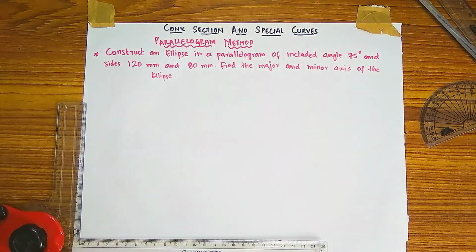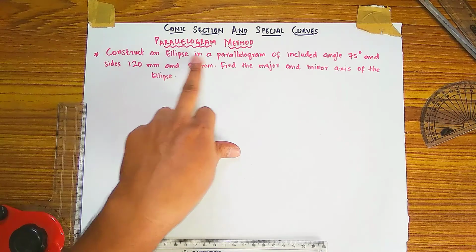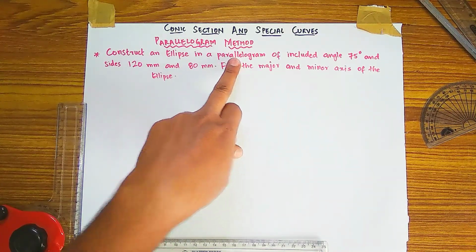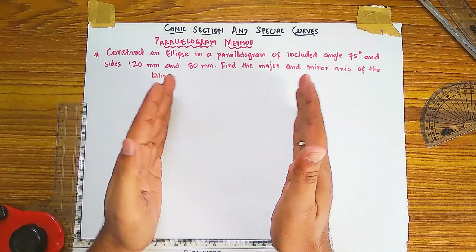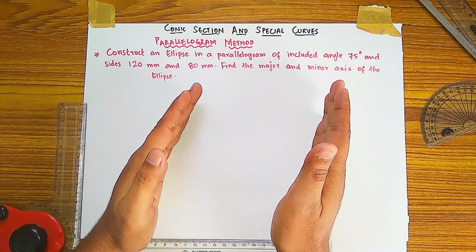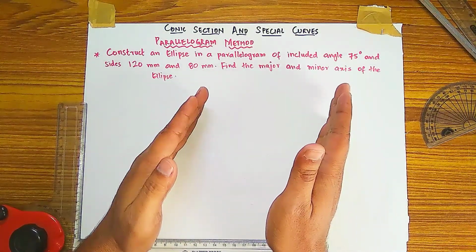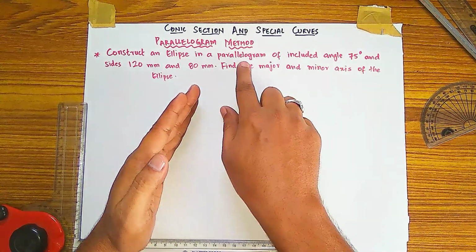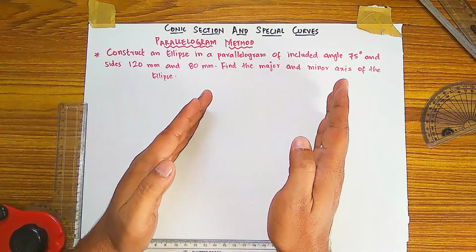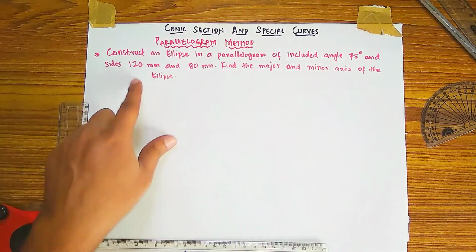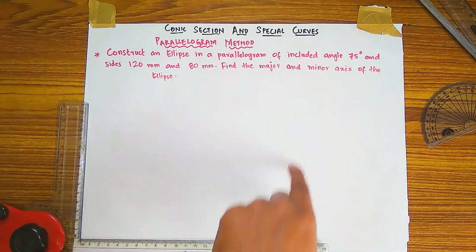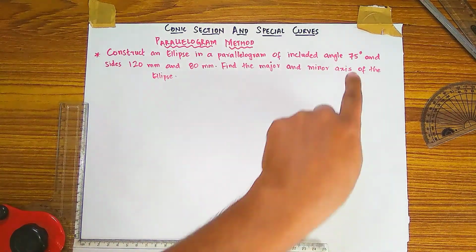Before starting this question, I am going to explain something: you have to construct an ellipse in a parallelogram. The parallelogram will be like a rectangle, but tilted at some angle. In the question he has given you the angle 75 degree. So you have to draw the parallelogram with 75 degree, and the sides are 120 mm and 80 mm. Means 120 like this and 80 like this, with the angle 75 degree.